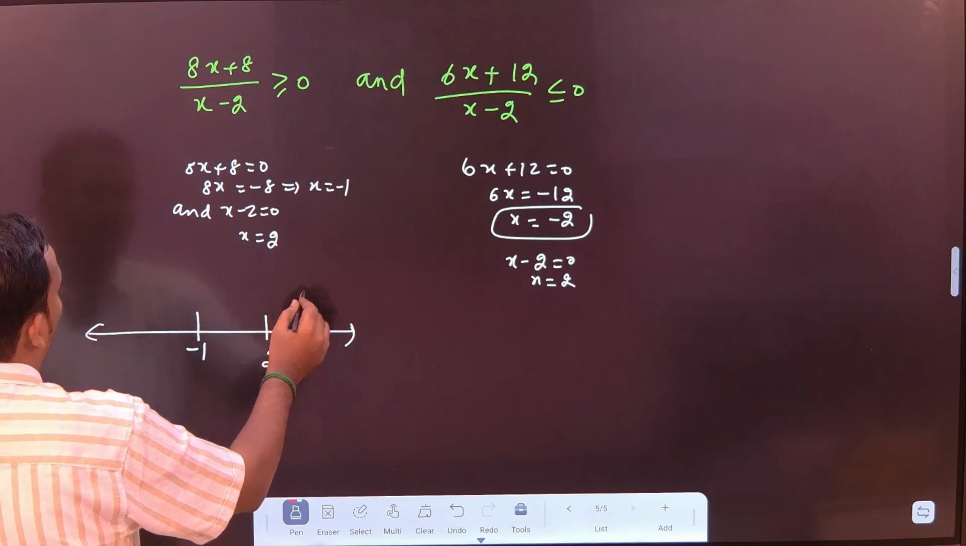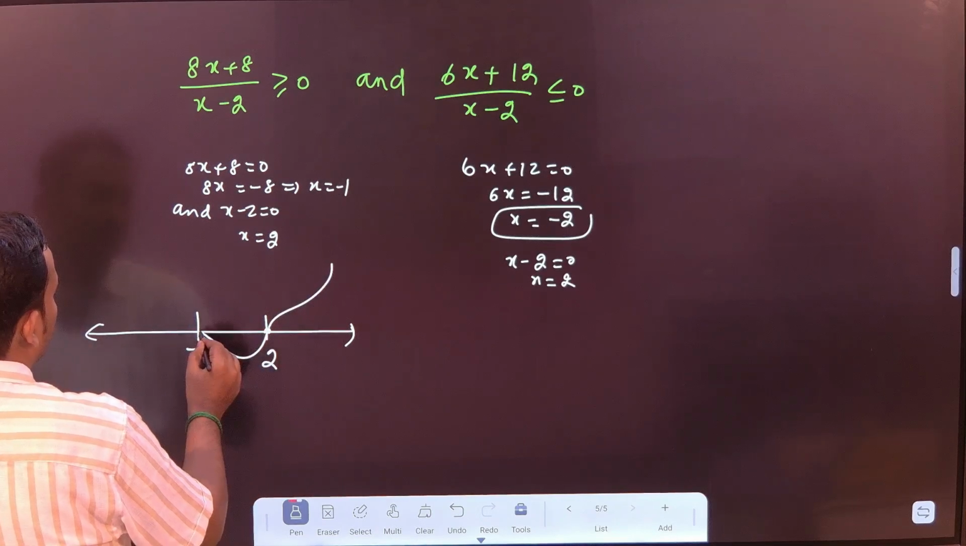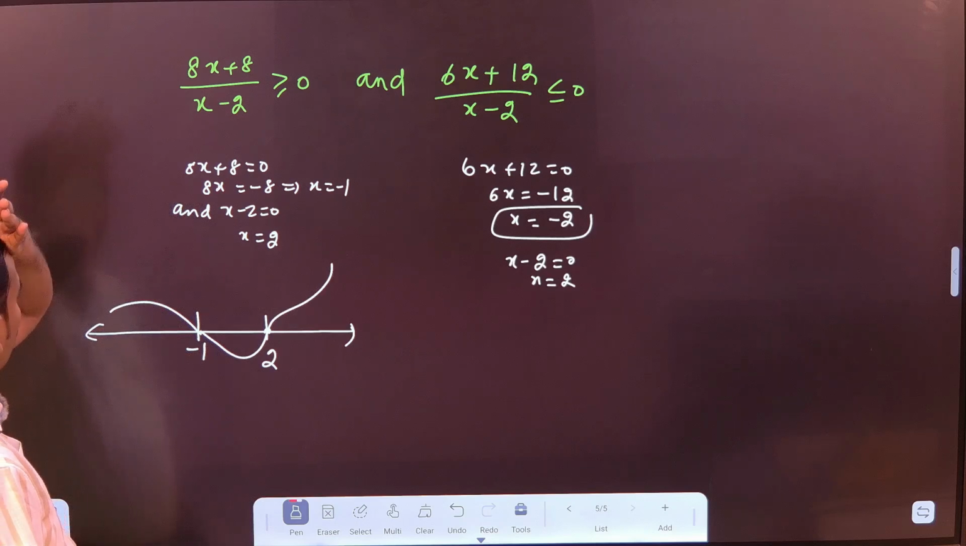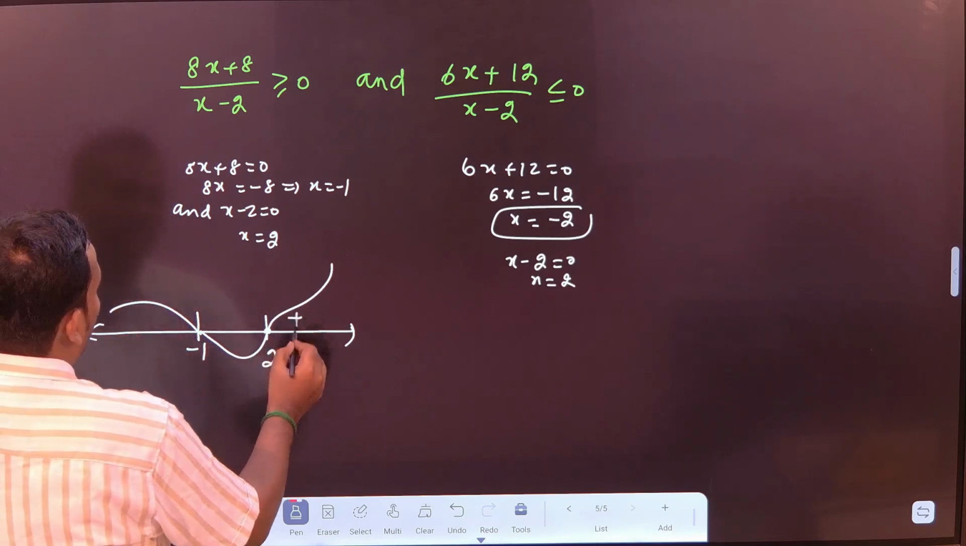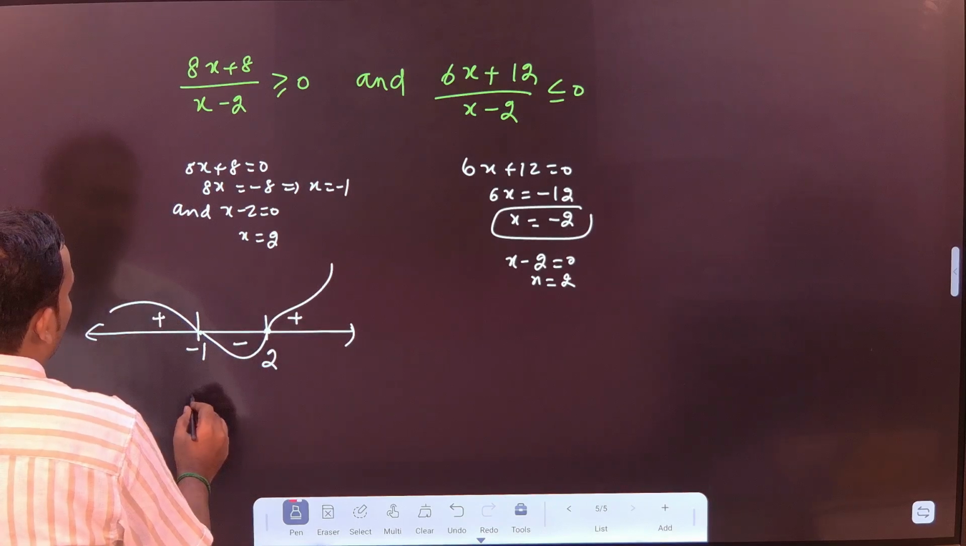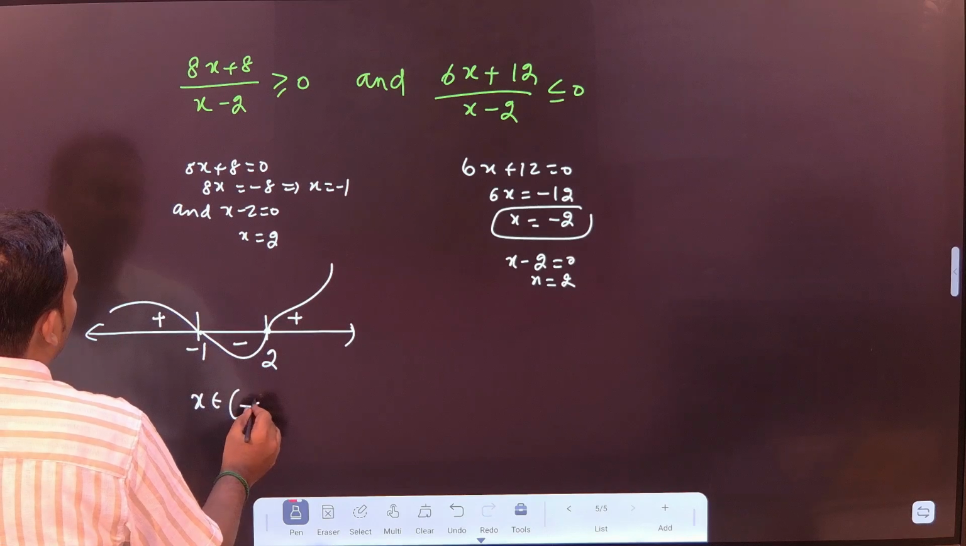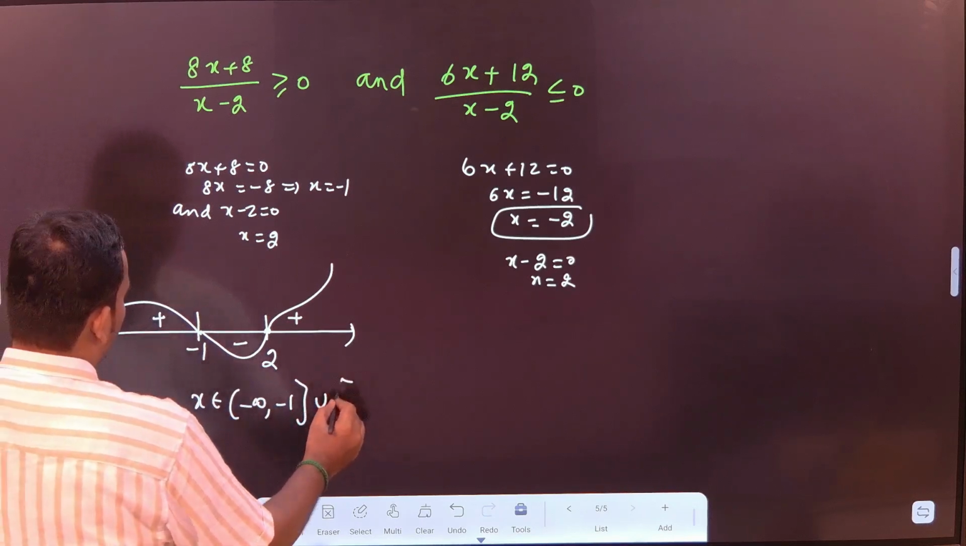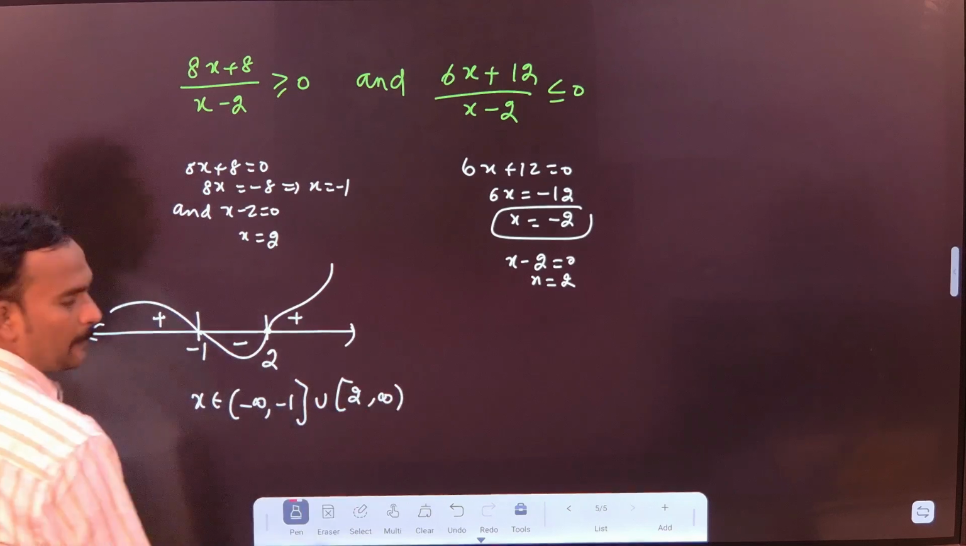You can start with the positive. So negative, then positive. You can use the wavy curve method. The ratio should be greater than 0. So which interval is possible? Positive, negative, positive. Therefore, x belongs to minus infinity to minus 1 union 2 to infinity. Clear?